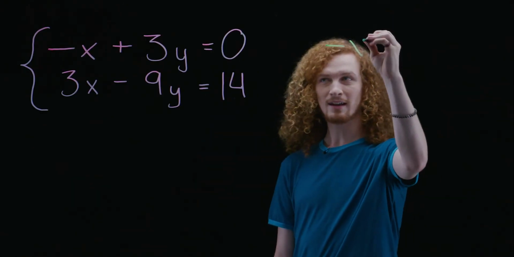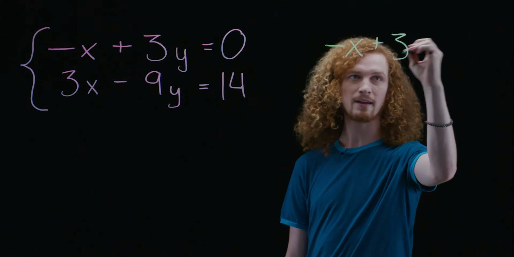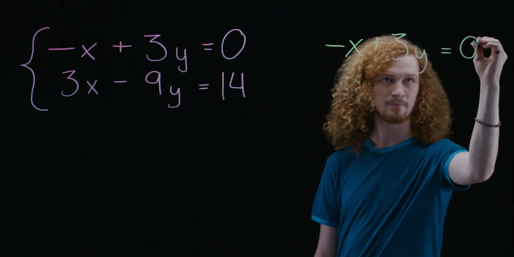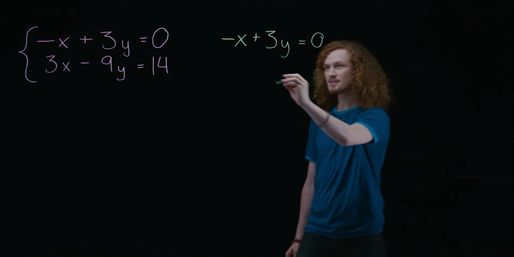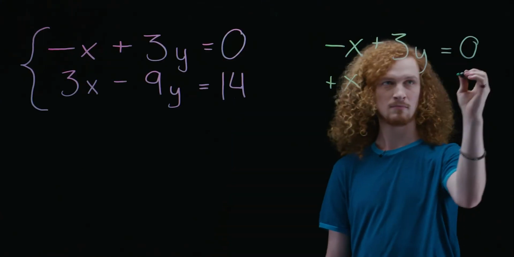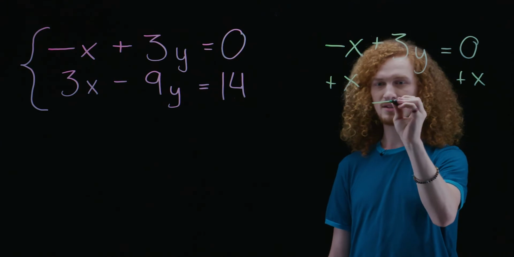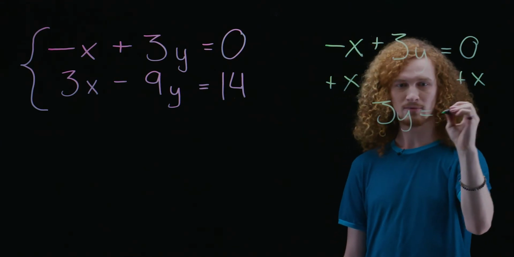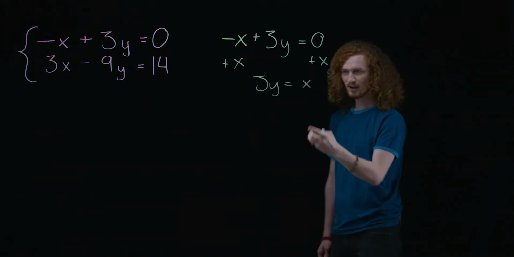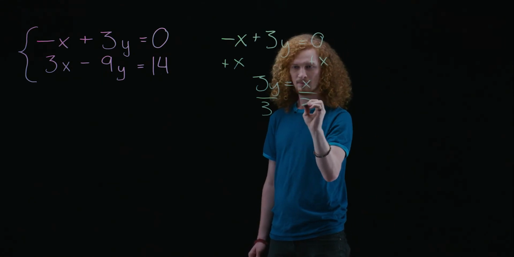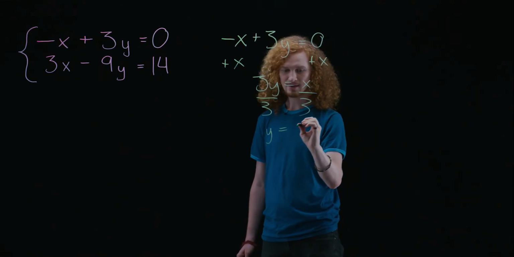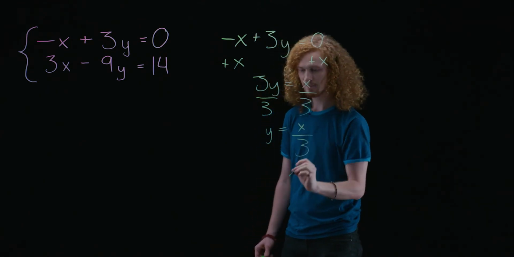We've got negative x plus 3y equals 0. Easy enough. We'll move the x to the other side by adding an x to both sides. That gives us 3y equals x. And then we divide both sides by 3. And that leaves us y equals x over 3.